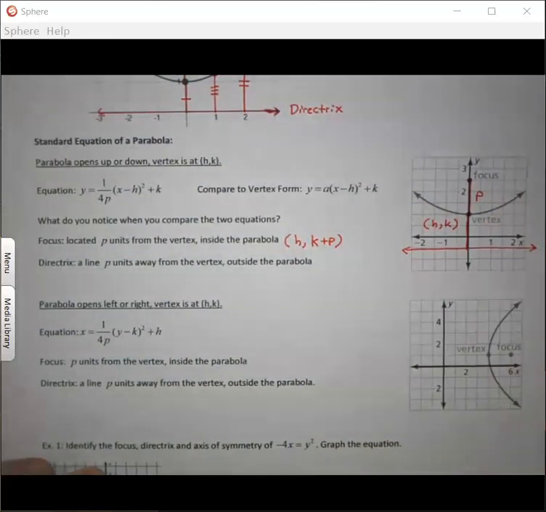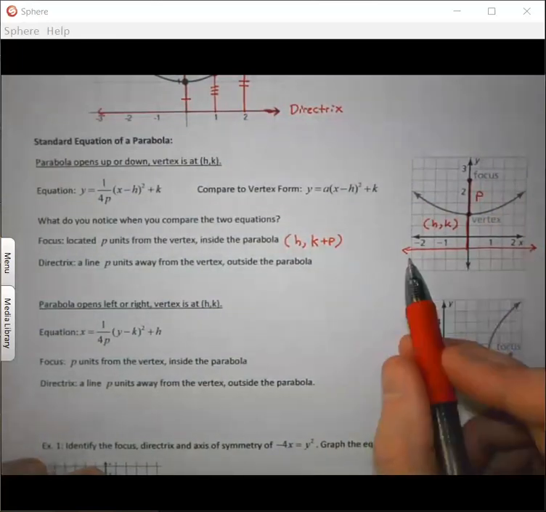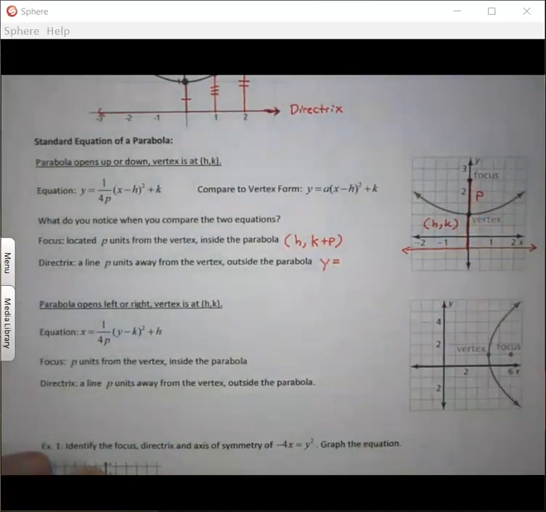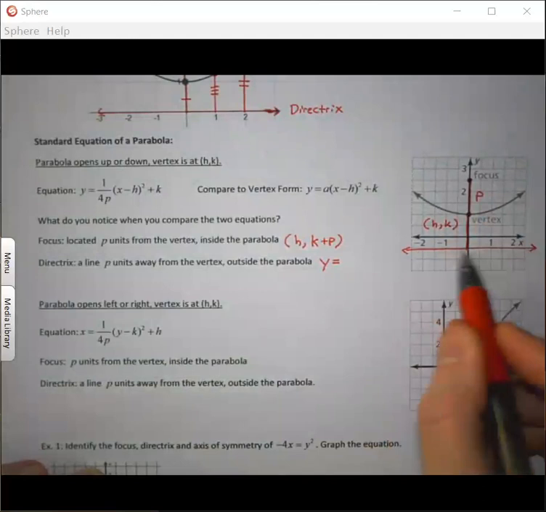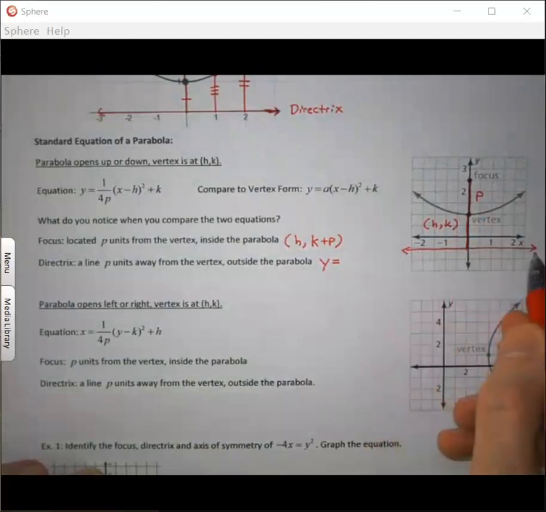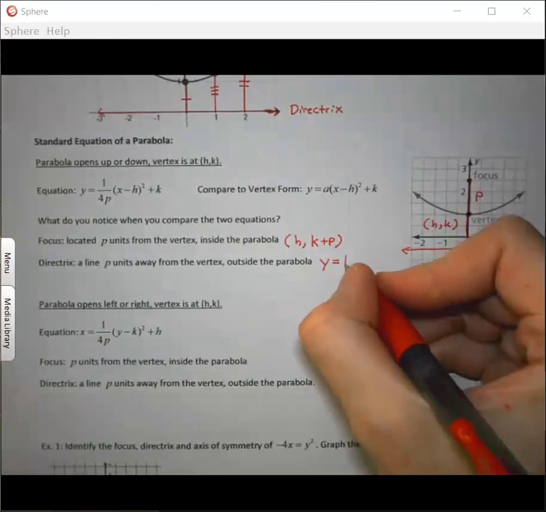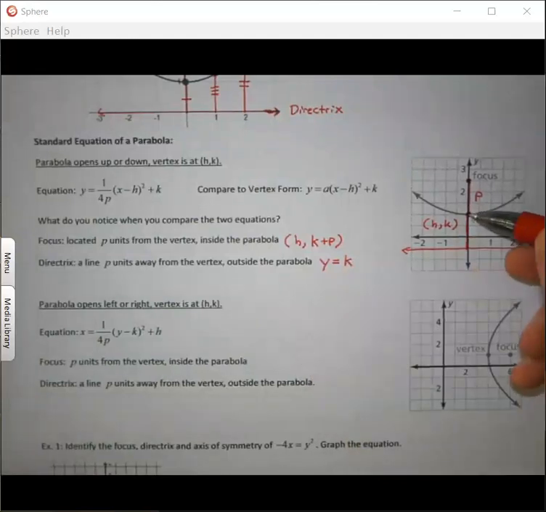Two things you need to remember. The equation of a horizontal line is always y equals the y value where that line is. To find that for any directrix, we can again use the vertex. So the vertex, our y, is at k, and to get to our directrix, we move down, so we have to take away p.